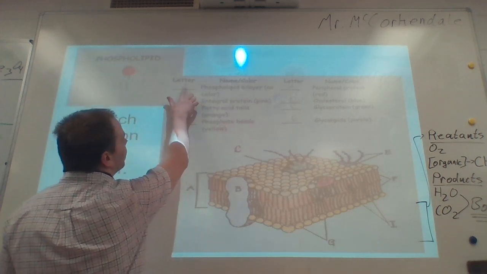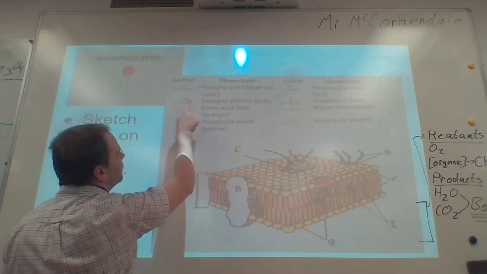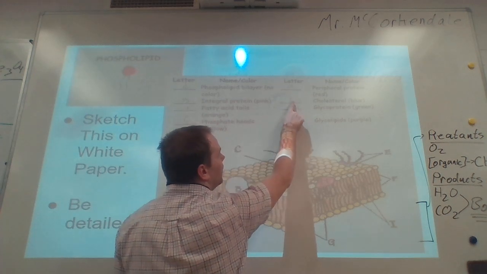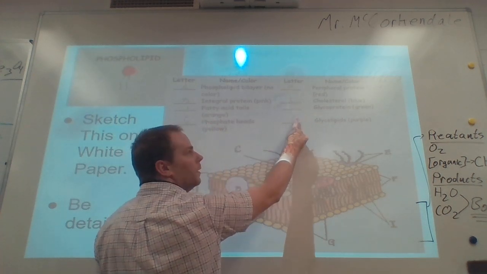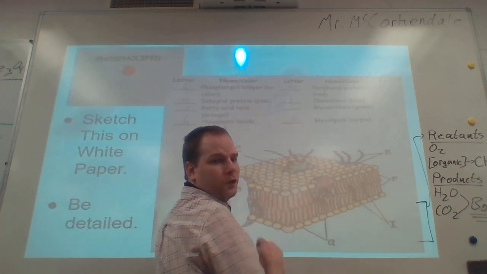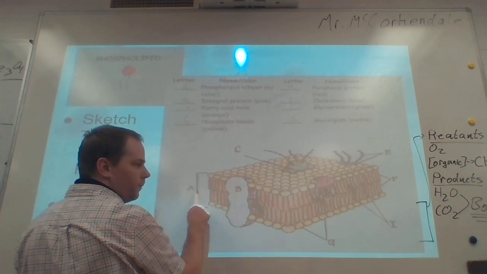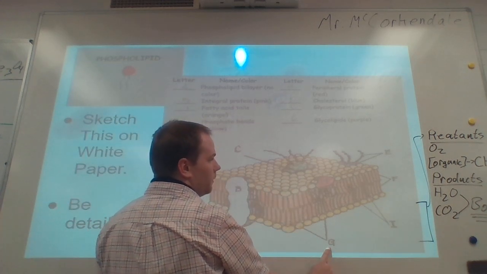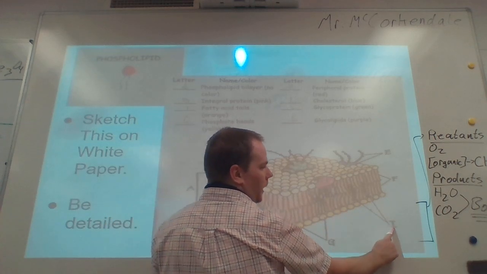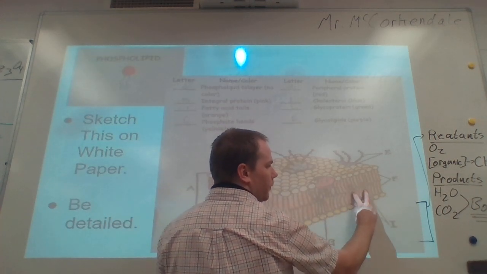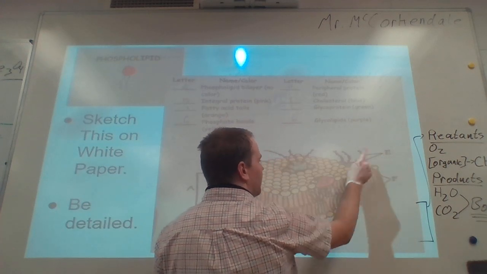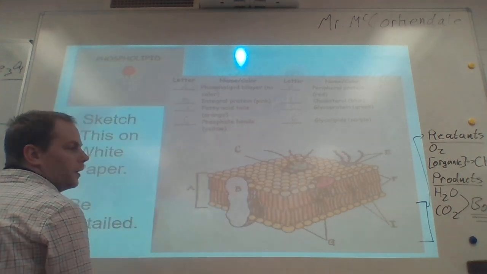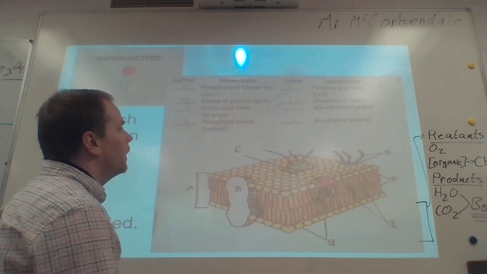I'm going to point these out: A, B, F, G, H, I, C, and E, because I know those are somewhat hard to spot. Then we have A, B, C, G, H. I is pointing at these two things right here. F and E. And C, by the way, is pointing at this green thing right here. So that's to help you with your labeling.